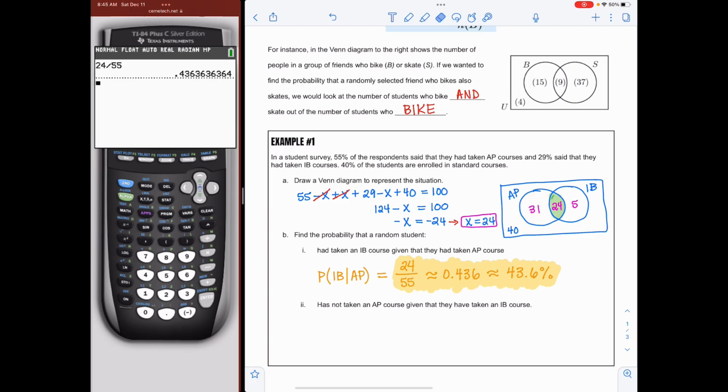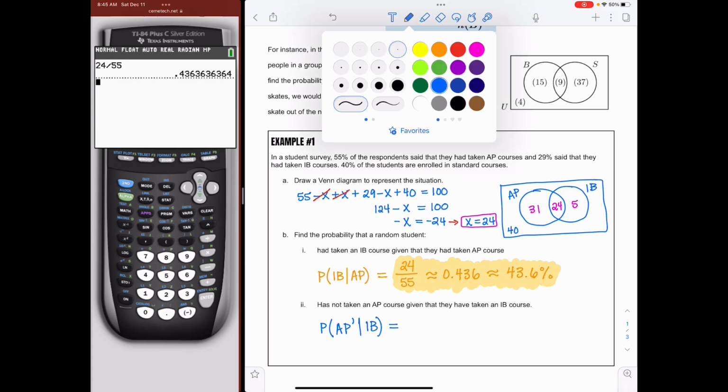All right, the next part, it says, what's the probability that a student has not taken an AP course given that they have taken an IB course? So I'm basically saying the probability that the student has not taken an AP course, so that's the not symbol, given that they have taken an IB course.